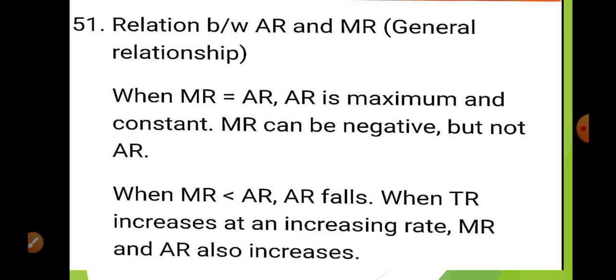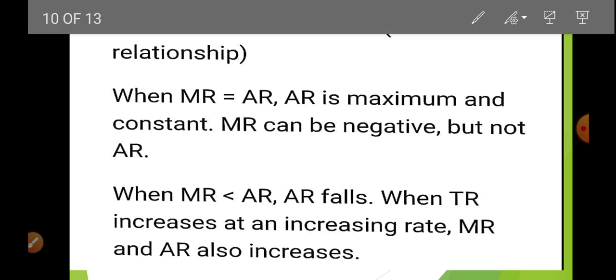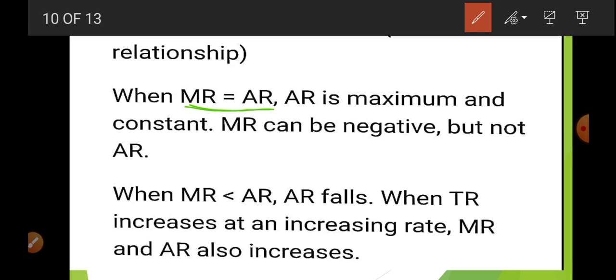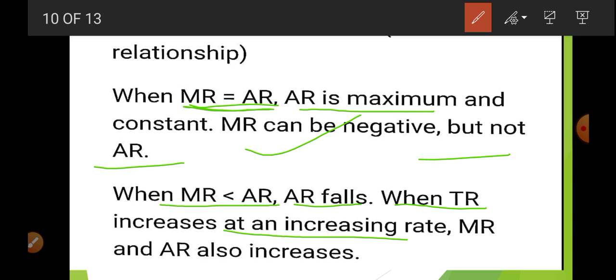Now, next is the relation between AR and MR, the general relation. So what do we find? We find that when MR and AR are equal, AR is at its maximum point. Second thing, MR can be negative, but AR can never be negative. When MR is less than AR, AR falls. And when TR increases at an increasing rate, MR also increases.